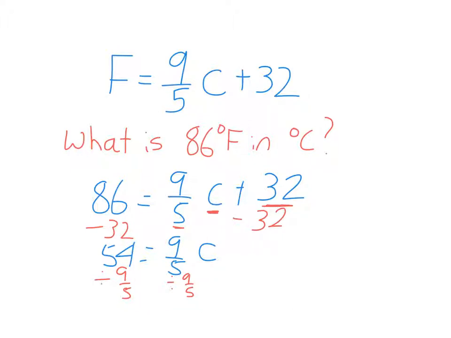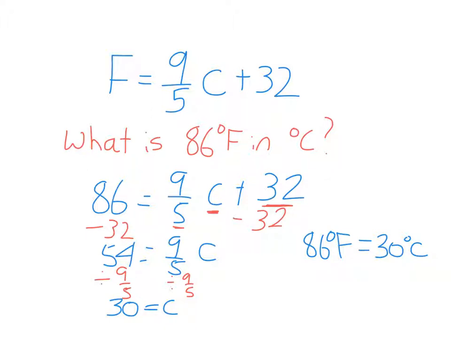So what we do, we can go to our calculator, 54 divided by 9/5, you should get the number 30. So what does this mean? This means that 86 degrees Fahrenheit, if they said, in America, the temperature today is 86 degrees Fahrenheit, that's the same as 30 degrees Celsius. So we've used equations, we've used formula to solve a problem.